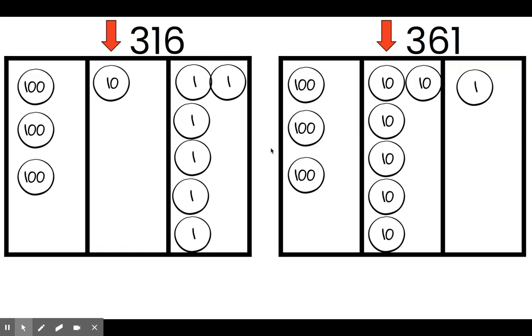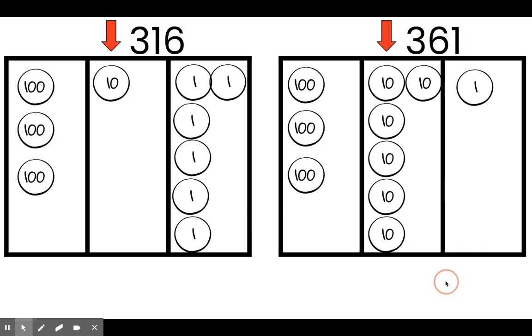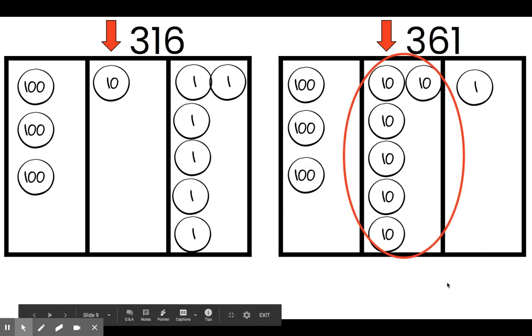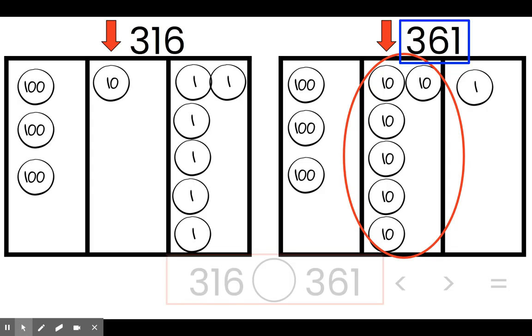It's tens. In 316, there's 1 group of 10. In 361, there are 6 groups of 10. We can now tell the number with the greater value just by comparing the amount or the groups of 10. In the number 361, there are more groups of 10 than in the number 316. That means that 361 is greater than 316. It's the larger number. It has the greatest value.